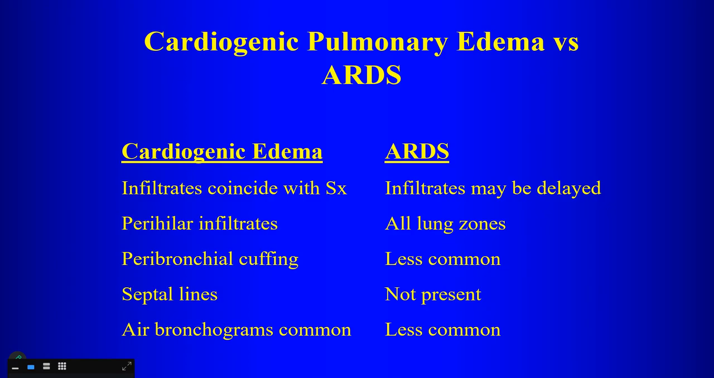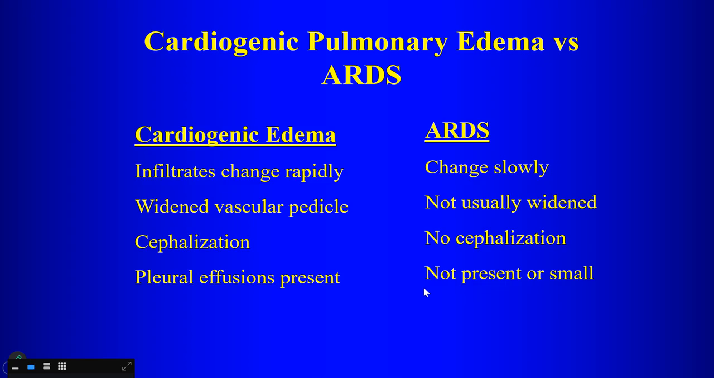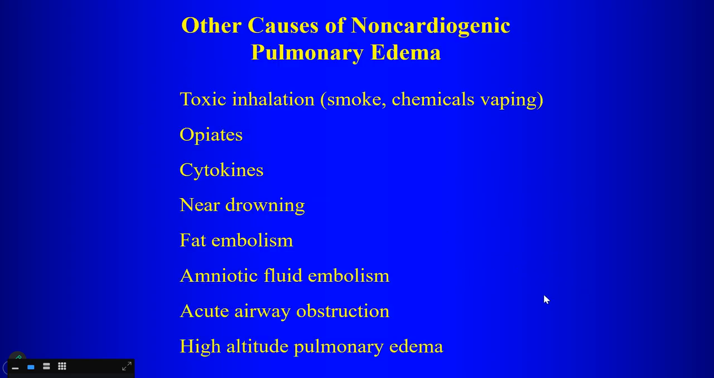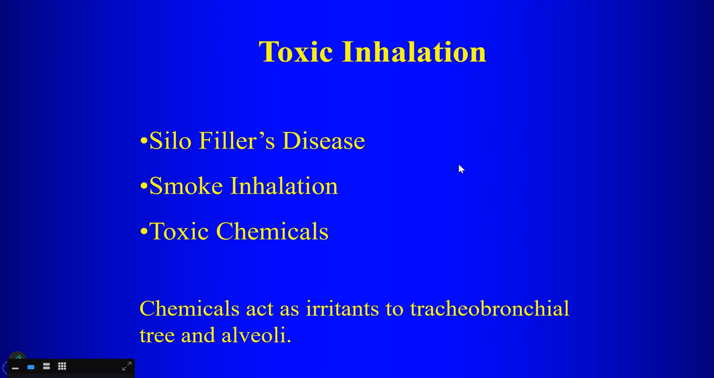It's thought that the fluid also spills into the airways with ARDS, and so that's why the air bronchograms are not as common. The consolidations change rapidly with cardiogenic edema. They change slowly with ARDS. Widened vascular pedicle, not usually widened. Cephalization, no cephalization. Pleural effusions, common with cardiogenic edema, not so common with ARDS. Now, there are other causes of non-cardiogenic pulmonary edema. We'll touch on some of these things also.